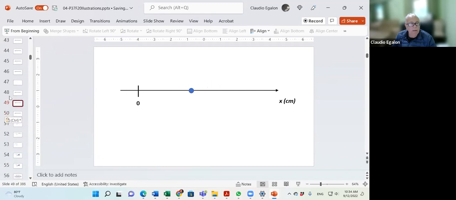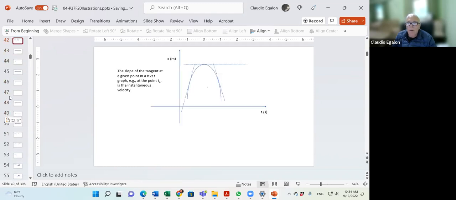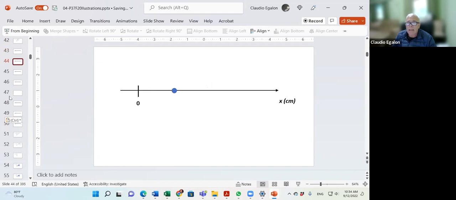Let's see if it's working. We start, here you go. We start right in here, big displacement here, smaller displacement here, even a smaller displacement here, almost instantaneous at rest. Then it starts to move in the other direction, in the negative direction.